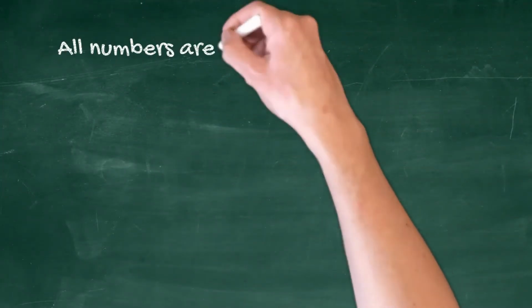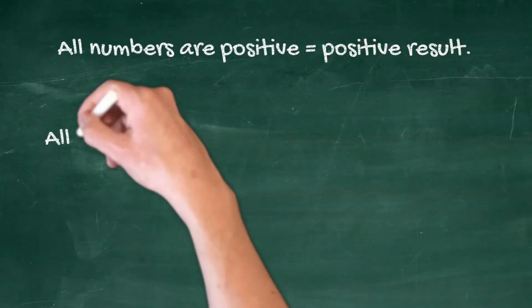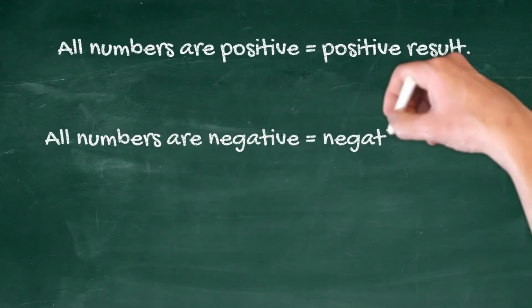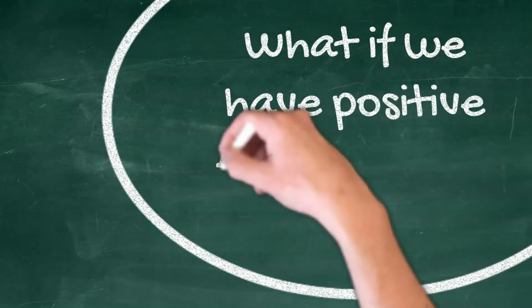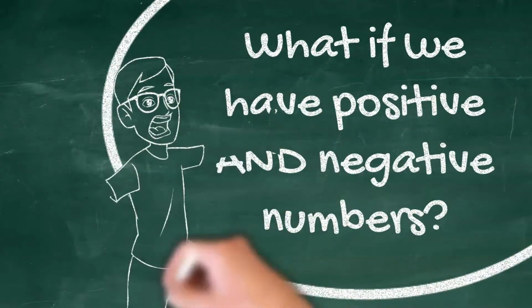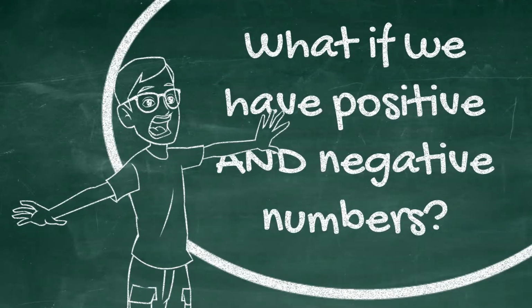If all the numbers we're adding are positive, the result will be positive. If all the numbers are negative, the result will be negative. But what if we have a mix of both positive and negative numbers? How do we know if the answer is positive or negative? The answer is in the absolute value of the numbers.